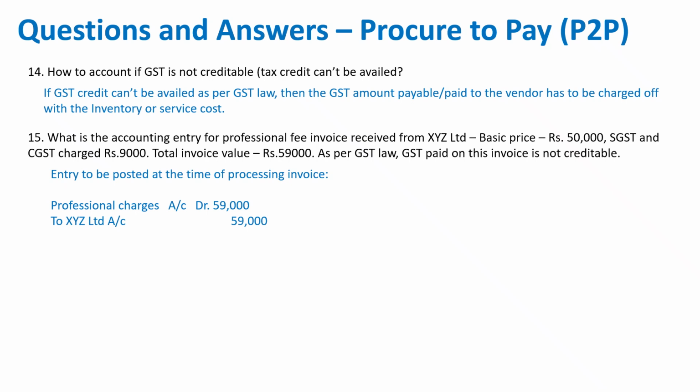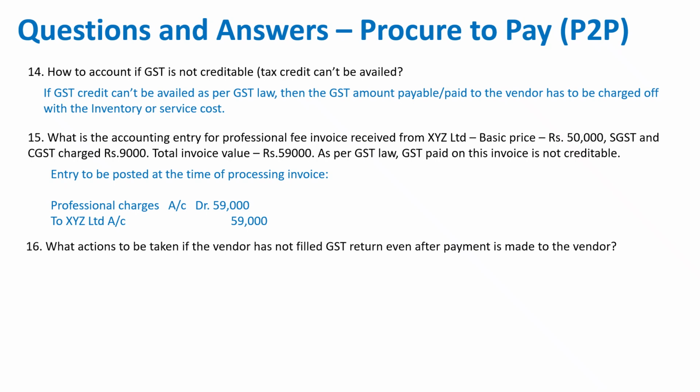And here if you see, no amount goes to the input credit ledger because you can't take the credit. So as you are not taking the credit, the amount you pay to the vendor is a cost for the company. So it has to be added to the respective expenses. So here professional charges is increased by 9,000. That is the cost incurred towards GST.